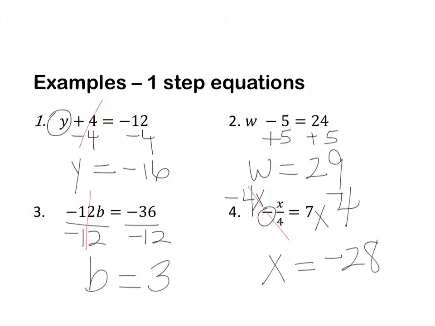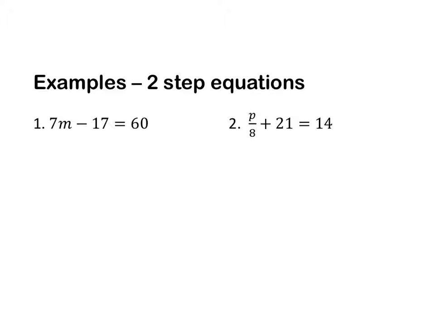Alright, now we're moving on to two-step equations. So 2 steps means there's 2 math operations that I have to undo. So first of all, I have multiplication. 7m means I'm multiplying 7 times m, and then I am subtracting 17. So the first thing I have to do to solve this is I have to get rid of the 17. Think of it as your order of operations. When you solve an equation, you're working backwards. You're starting at the bottom and working your way up.